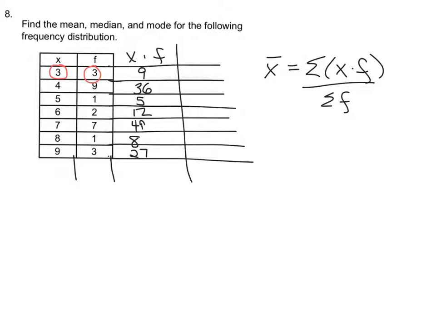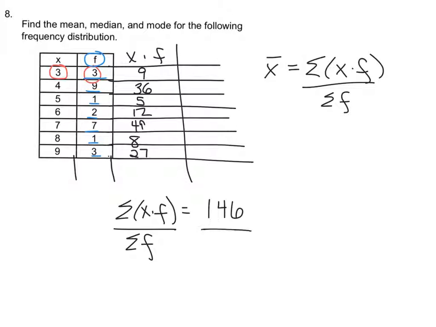Next, we're going to add all of those values together. That will give us the sum of the products of x and the frequencies. So when we add 9 plus 36 plus 5 plus 12 plus 49 plus 8 plus 27 together, we get 146. Next, we need to find the sum of the frequencies. That's found just by adding up all the values in the second column. So 3 plus 9 plus 1 plus 2 plus 7 plus 1 plus 3 equals 26. So our denominator is 26.